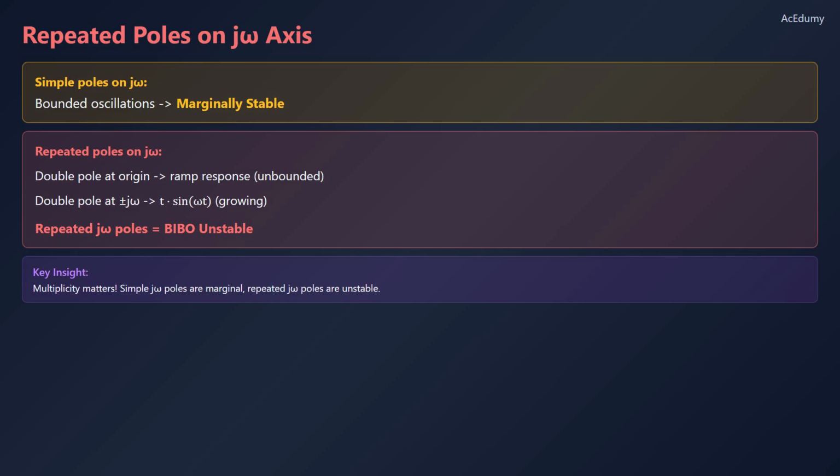There is an important distinction for poles on the imaginary axis. Simple poles on the imaginary axis produce bounded oscillations, so the system is marginally stable. However, repeated poles on the imaginary axis produce responses that grow over time. For example, a double pole at the origin gives a ramp response to a step input. A double pole at plus or minus j omega produces oscillations with linearly growing amplitude, t times sine of omega t. Therefore, repeated imaginary axis poles make the system BIBO unstable.